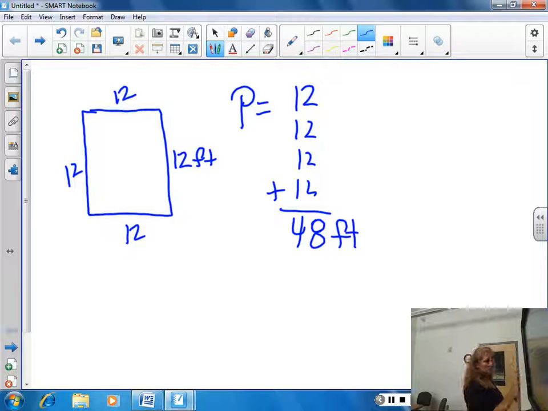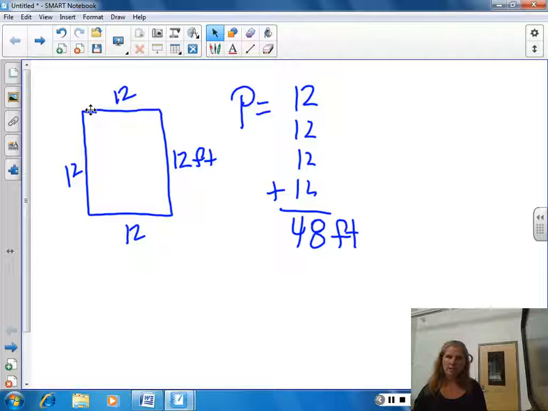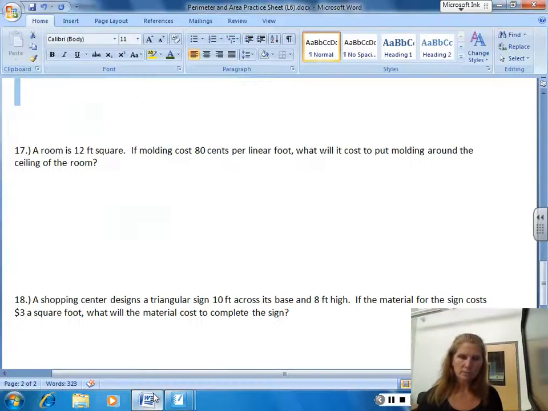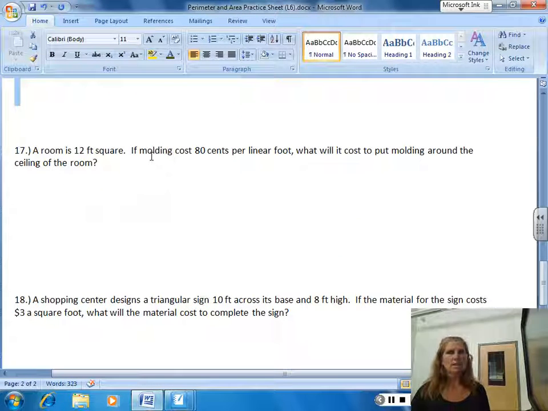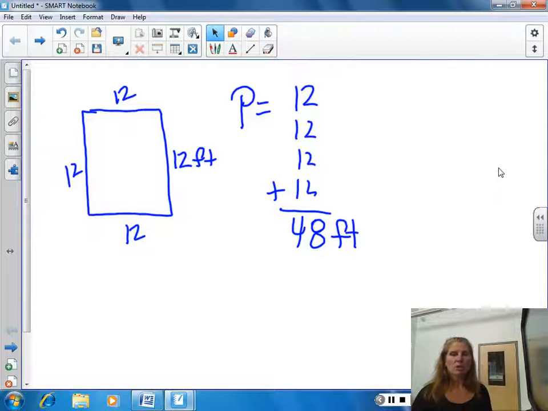But let's read this question again. 48 feet is how long it would take me to go around. But the question is, if it costs 80 cents per linear foot, what's it going to cost to put molding around the ceiling of the room? So after I get my 48 feet, what do I need to do?